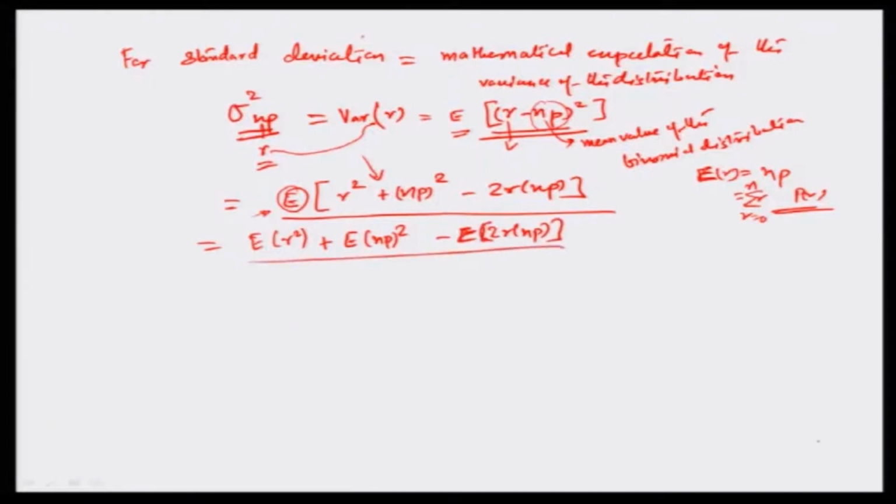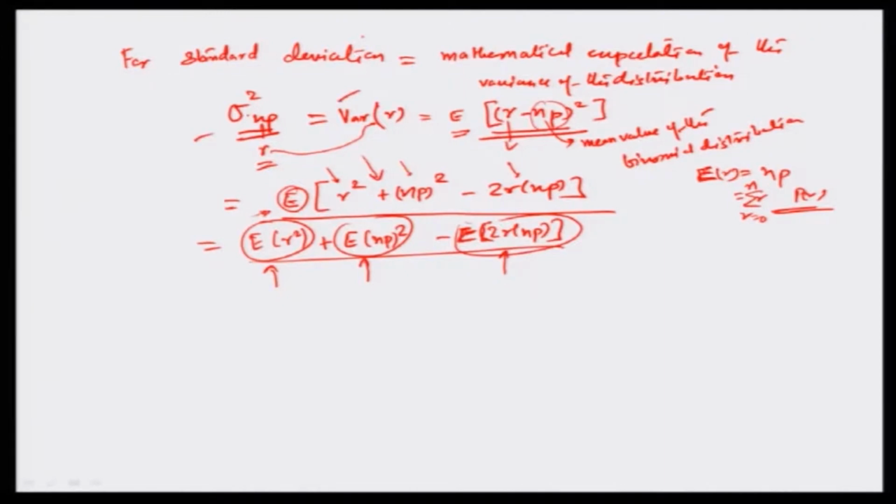And because they are all in any event summation. So, this is r square PR, this is n square P square PR summation, this is r NP PR summation, so on and so forth. So, let us first of all start calculating what these individual expectations are in order to find out what the variance is and subsequently what the standard deviation is in this particular case.